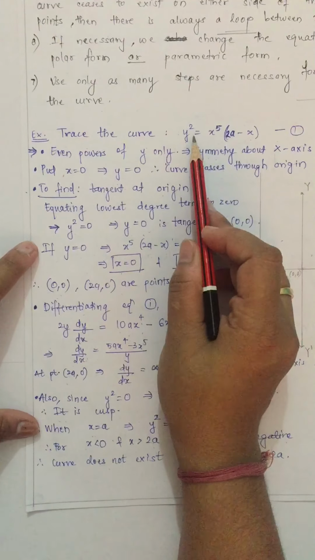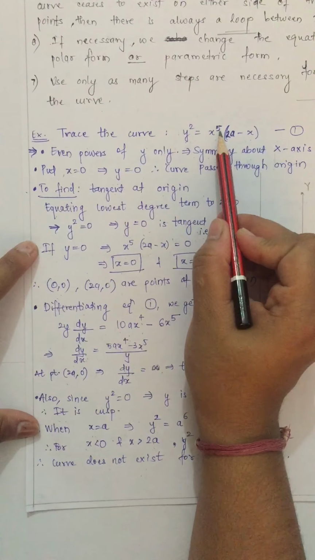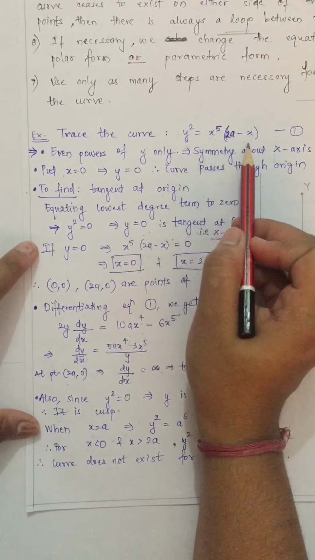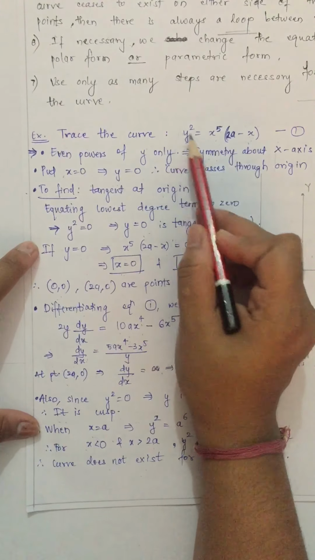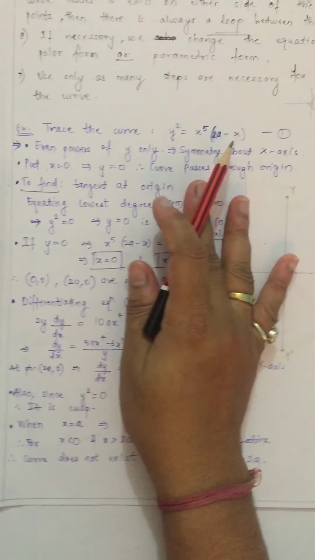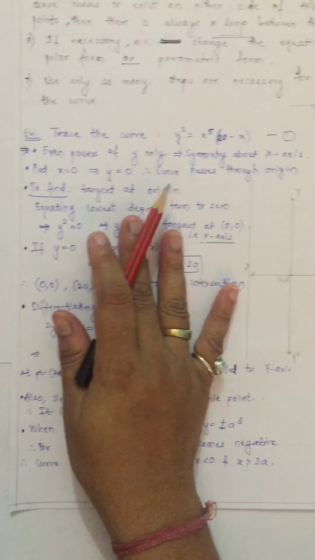Now here y has even power, and here x has power 5. If you multiply with this x, it has power 6. So x has two powers, odd and even, but y has only even power. So since only even powers of y exist, we say the curve is symmetric about the x-axis.